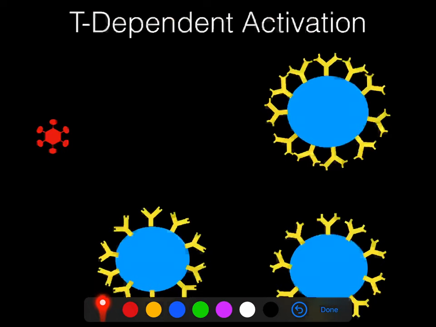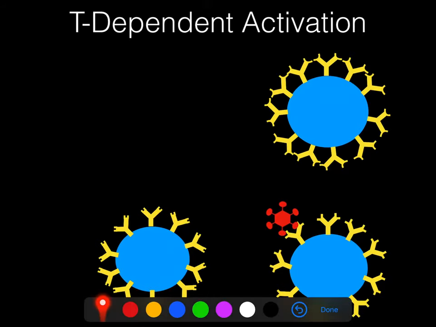So, T-dependent activation. This time I've drawn a virus. It doesn't make any difference whether it's a virus or a bacteria for this. T-dependent activation works against all sorts of foreign antigens. But here we have a virus. The virus has infected this person. It's floating around. This person's got millions of B cells again, and every B cell has its own unique B cell receptor. So, boom, that doesn't fit there.